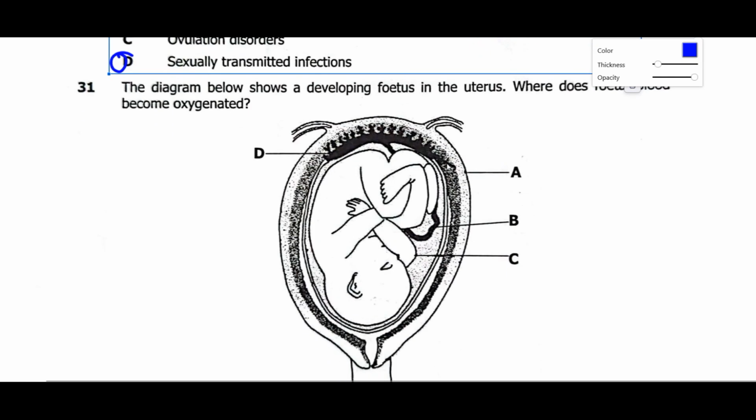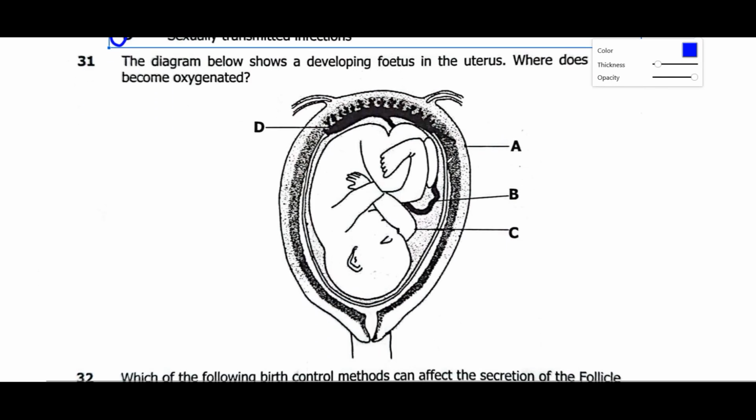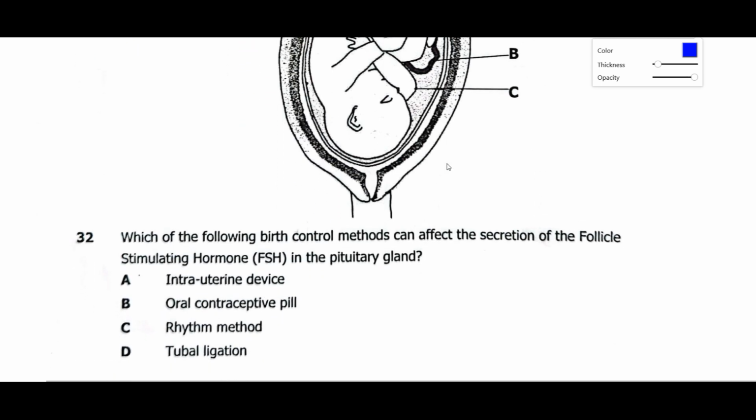Move on to question 31. The diagram below shows a developing fetus in the uterus. Where does the blood become oxygenated? So it has to be the placenta. The placenta is where the exchange of materials between the mother and the fetus occurs, which is D. Move on to question 32.